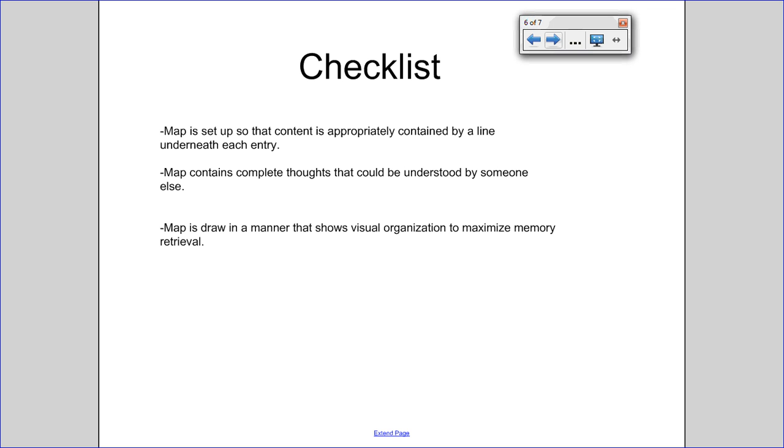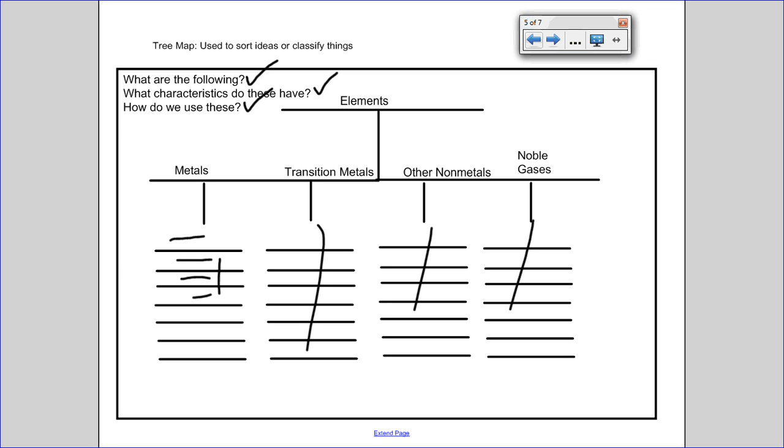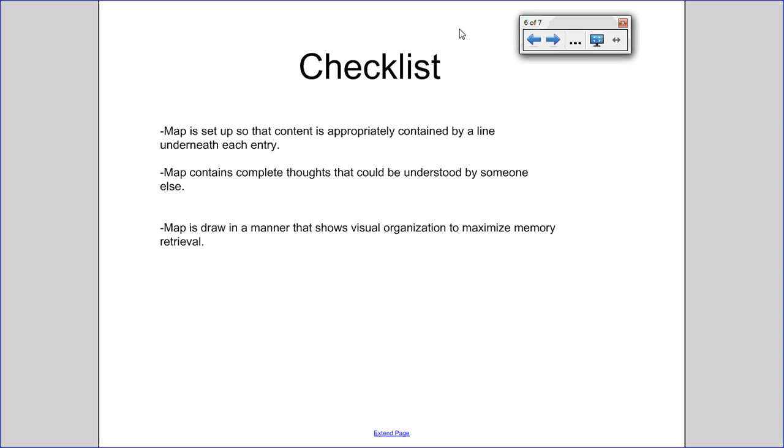And then lastly, it needs to be drawn in a manner that shows visual organization to maximize memory retrieval. And what I mean by that, the reason that our maps are set up like this, very, I don't want to say symmetrical, but very organized. Actually, in this case, yeah, almost symmetrical, is because when it's organized, it's easier for us to process it to memory. If your lines are all over the place and they're not straight and it's a very disorganized looking map, it's going to be hard to commit it to memory. So that's a very key point as well.